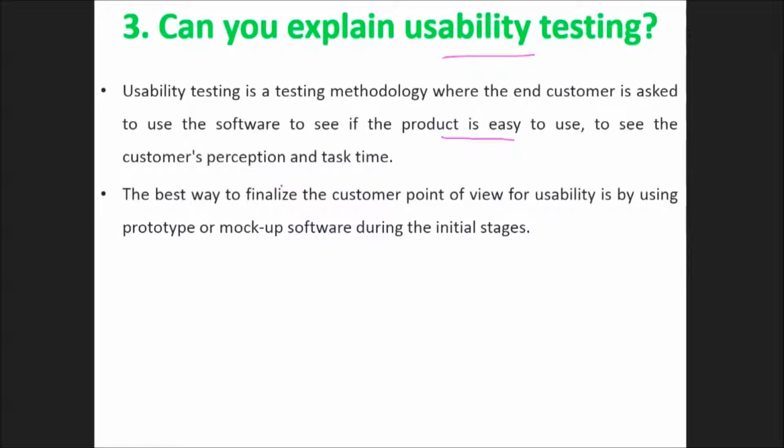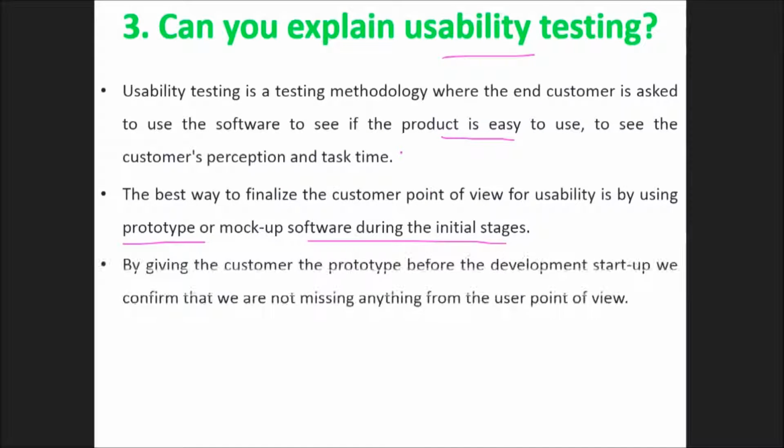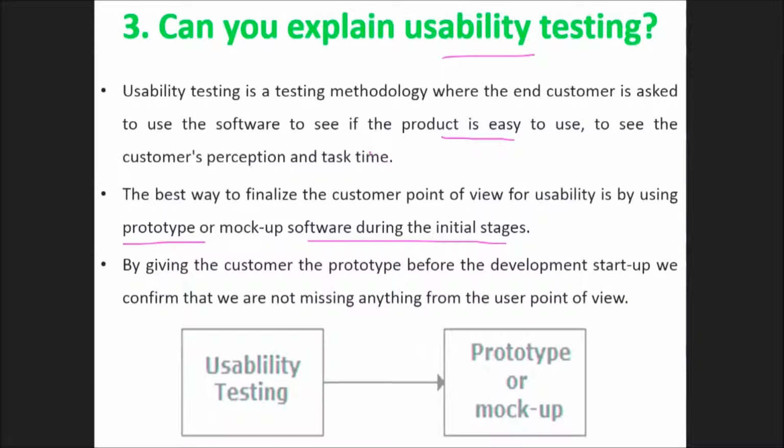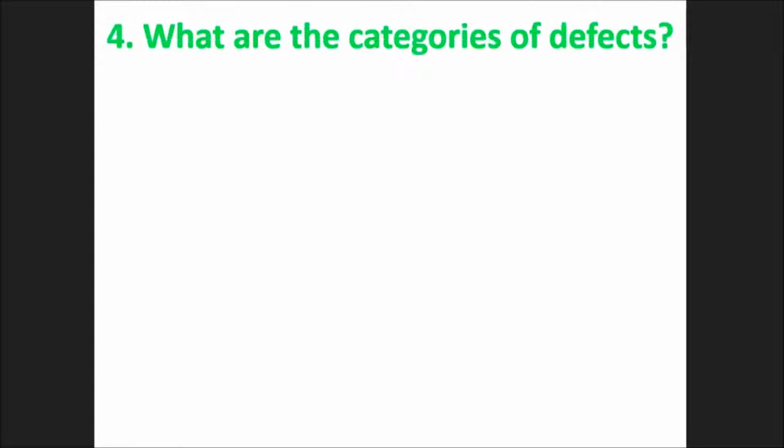The best way to finalize the customer's point of view for usability is by using a prototype or mock-up software during the initial stages. By giving the customer the prototype before the development even starts, we confirm that we are not missing anything from the user point of view. So usability means prototype or mock-up test.